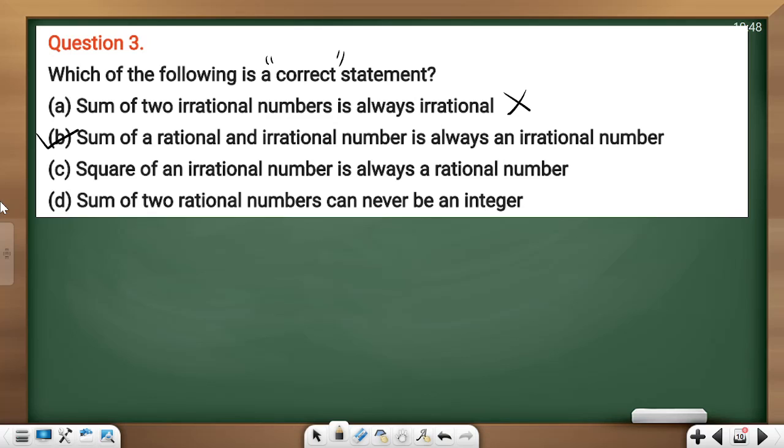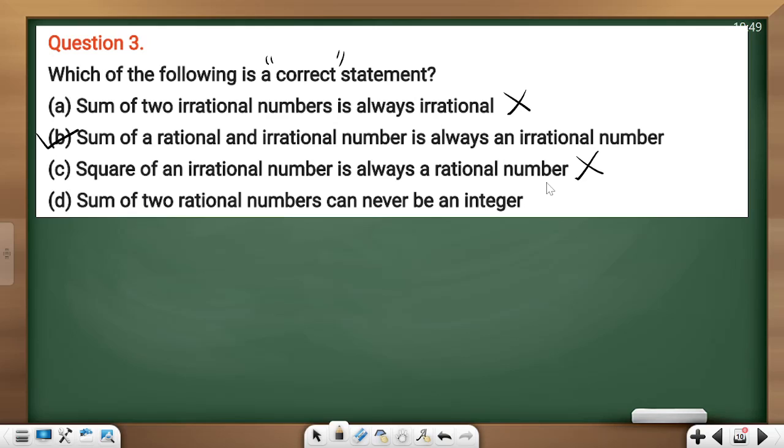Square of an irrational number, no Akshita, it is wrong. I can tell you one small thing. Cube root of 2 is irrational. This is a little difficult to understand for you, fine, leave it. Second statement: root 2 square is 2. Sir, yeah, square of an irrational number is a rational number. No, you cannot conclude like this, Akshita. That is absolutely wrong. Square of an irrational number is always a rational number is a wrong statement.